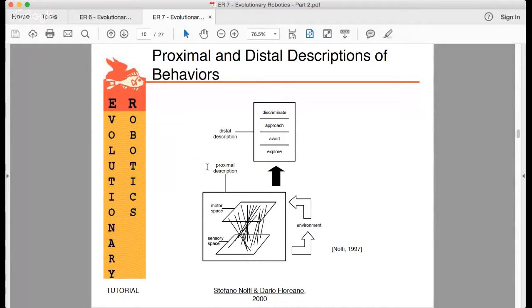It should be noted that behavior from the point of view of a distal description, for example, exploration behavior, is the result not only of the behavior from a proximal description point of view, but also of the environment. That's why we always consider the robot environment interaction.